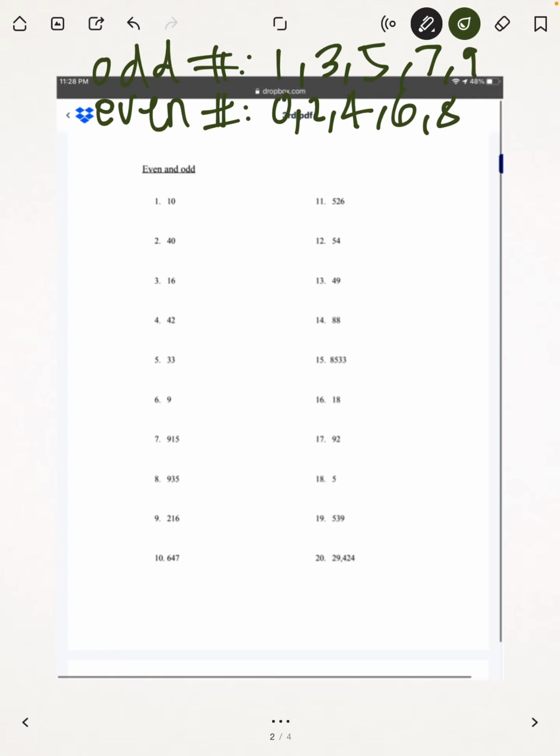First, number 3, 16. Is 16 an even or odd number? As we can see, 16 ends in a 6, which is an even number, so the answer is going to be even. Next, we're going to be doing number 7, 915. We look at the last number and we see that the last number is 5. Is 5 an even or odd number? It is an odd number.